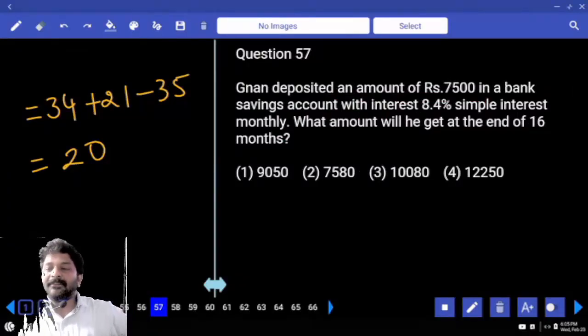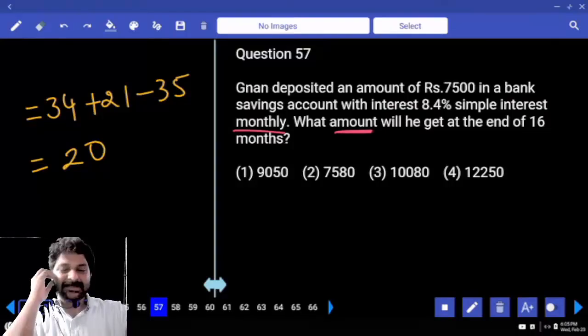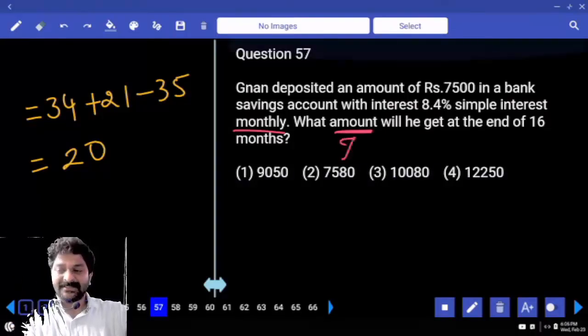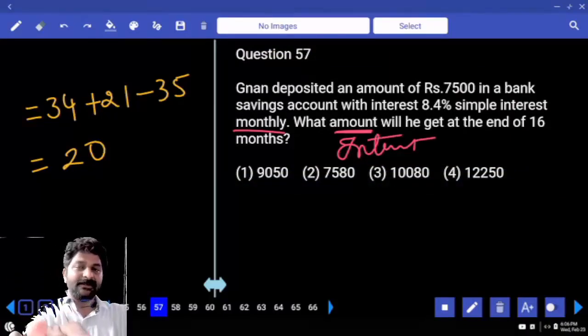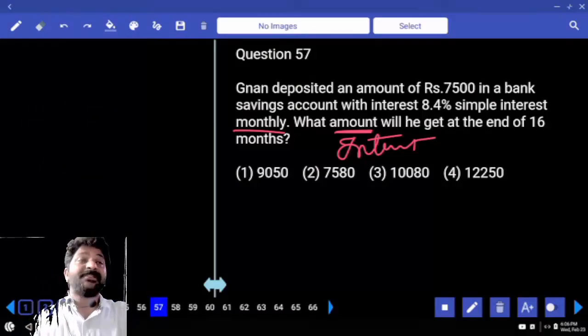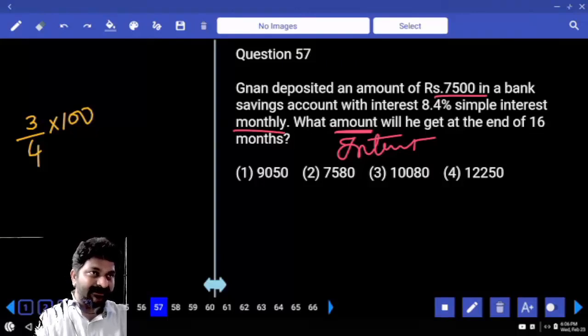Gnan deposited an amount of 7,500 in a bank savings account with interest of 8.4% simple interest monthly. What amount will he get at the end of 16 months? There must be some correction here. It must be interest, not the amount. It must be the interest only. He deposited an amount of 7,500. What is 1% of this principal? 75. Can I write it as 3 by 4 into 100 for simplification purposes? This is 1% value, correct?